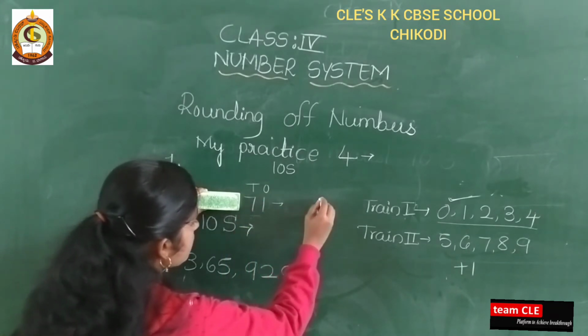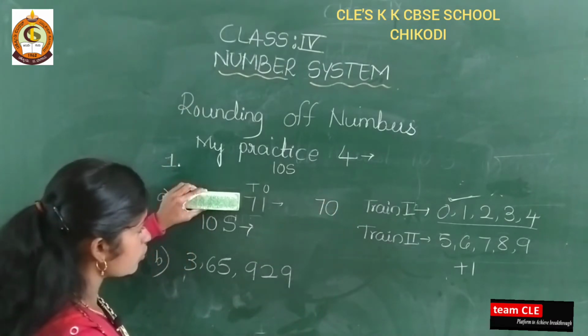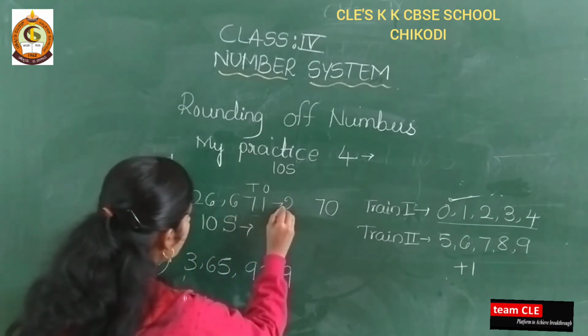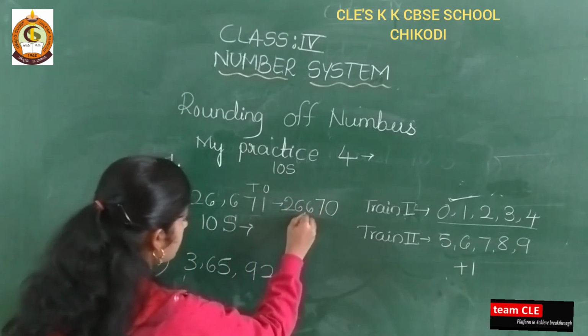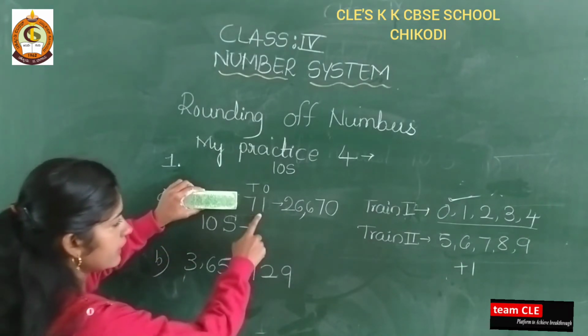Yes, 7 is there, which means you write 7 and this becomes 0. Okay, 70. But don't forget to write the remaining digits also. So write here 266. Okay, I hope you are getting my point. For the time being, hide this 71.